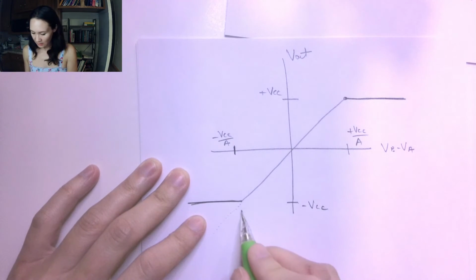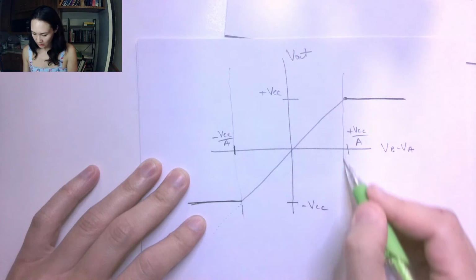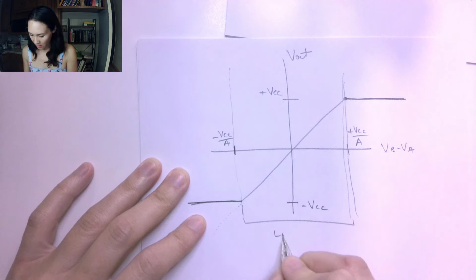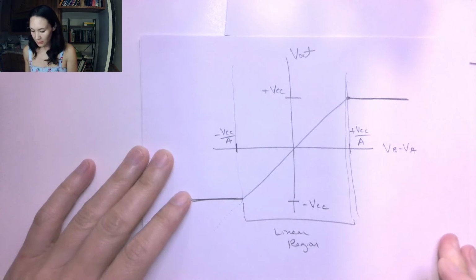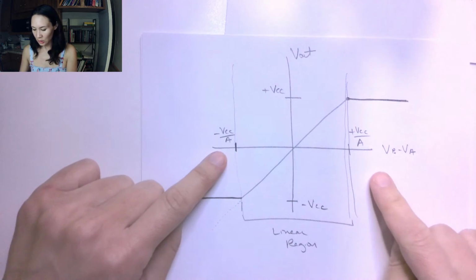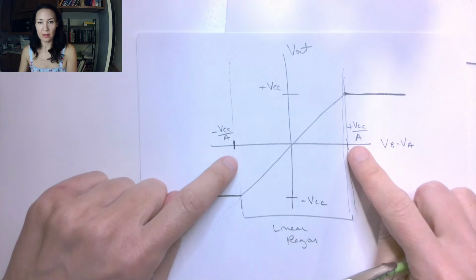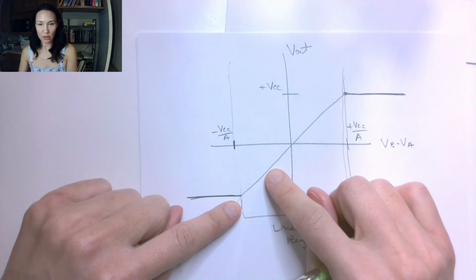Okay, so that means that this here, I can kind of draw this out. This here is going to be our linear region. So as long as we meet the specification that the difference between our input voltages is within these two bounds, then we'll have a linear amplification.